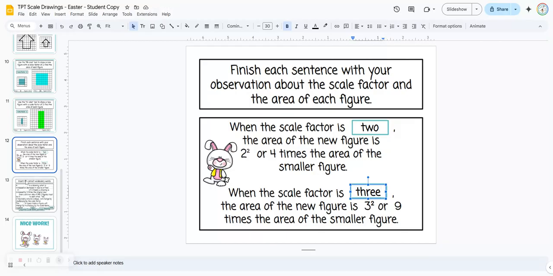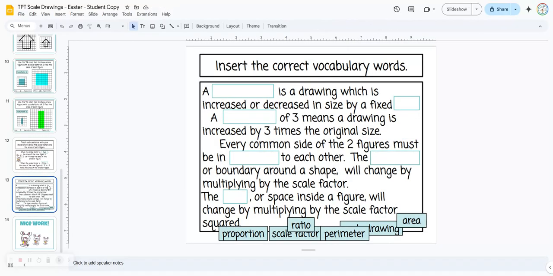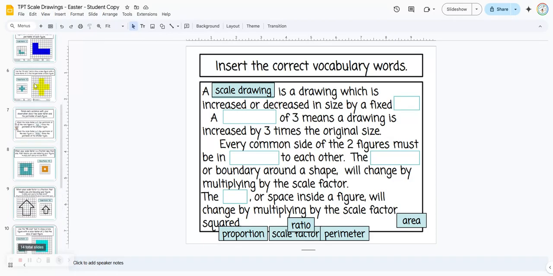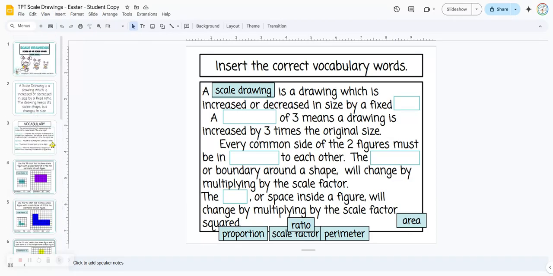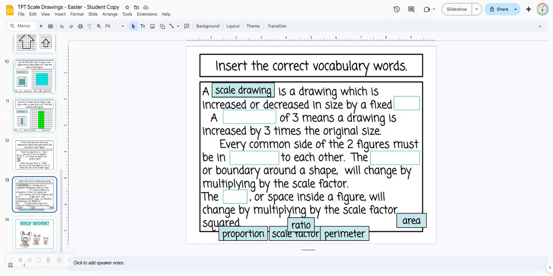of the smaller figure. Now, when they get down to that final slide, we've got some drag and drop vocabulary, and they're just going to place these terms in the correct place in sentence frames. So to do that, they're just going to click and hold on the edge, and then they can move these into place. They can refer back to the vocabulary on, I believe it was slide 3, and that should help them with their sentence frames.